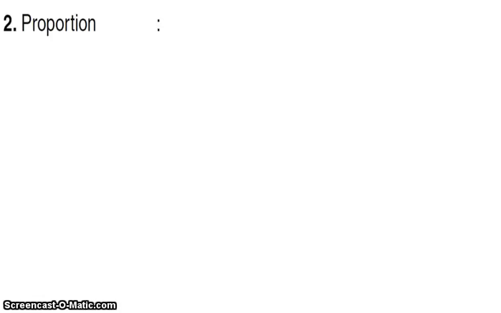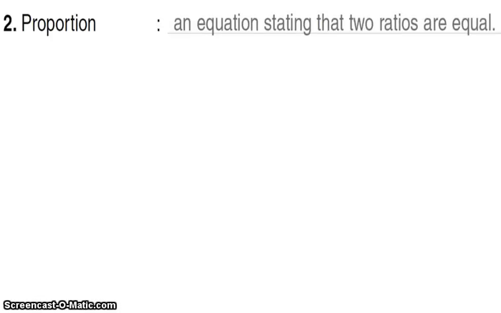The second definition is proportion. It's an equation stating that two ratios are equal. And one of the proportions that we can write here, and again, let's go ahead and use variables, will be the ratio of a over b equals another ratio, c over d. This here is a proportion. Again, it's two ratios that are equal to each other. Go ahead and write that down.